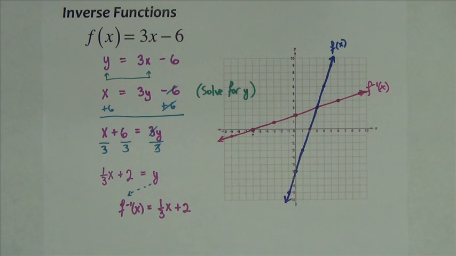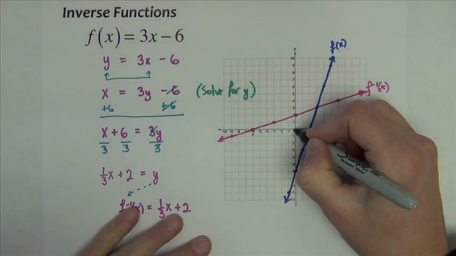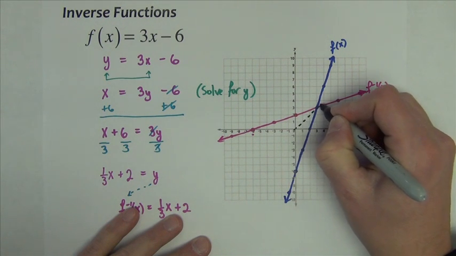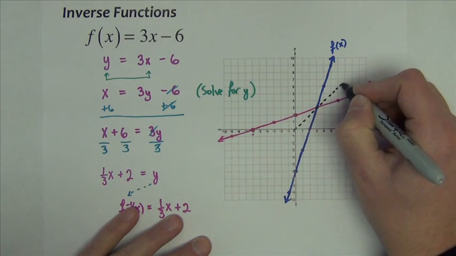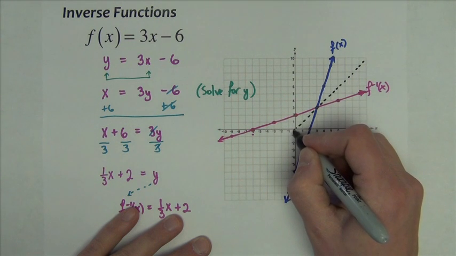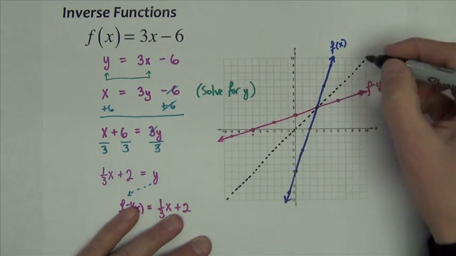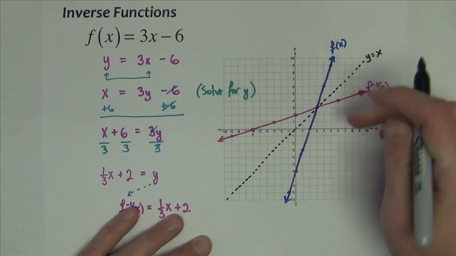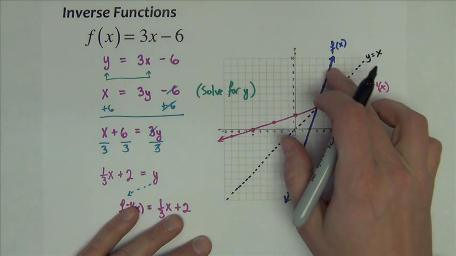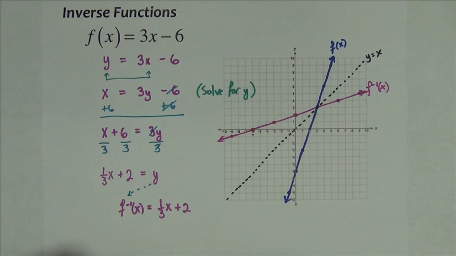And hopefully we can see that, but if you can't, you can of course just go ahead and throw that dotted line on there. And it makes it very much more obvious. If I put this line y equals x on the graph, these two lines are mirror images across this line y equals x. So there's a quick overview of inverse relations and inverse functions.